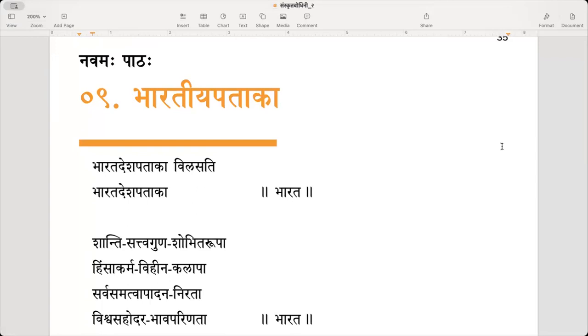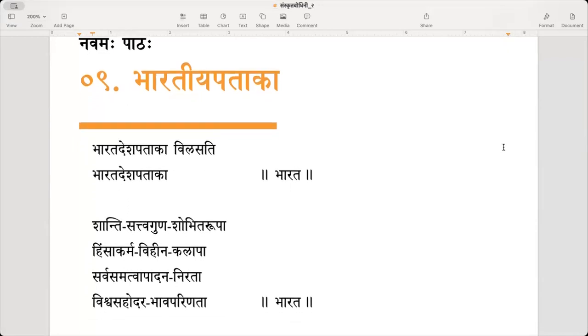नव नव नवमः पाठः भारतीय पताका. भारतीय पताका should be, yes, flag, Indian flag. भारत देश पताका विलसति. Vilasati, it shines. The flag of Bharata Desham, the country of India, it shines.